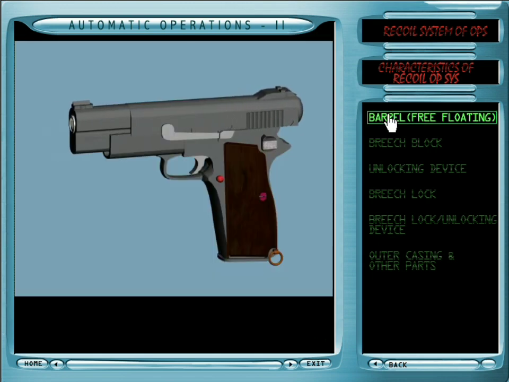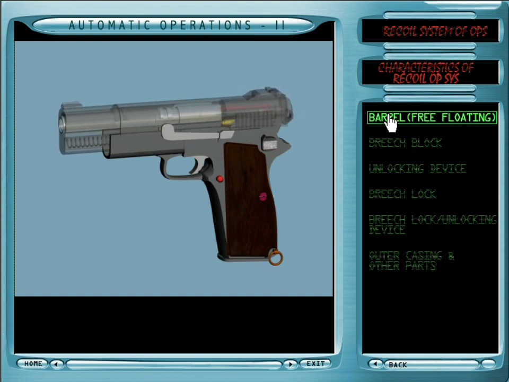Free floating barrel. To make optimum use of the recoil energy, the barrel of the weapon is free floating. As the bullet moves through the barrel, right up to the time it leaves the muzzle, there will be energy acting on the bullet, and an equal amount of energy acting backwards on the barrel. If we have a fixed barrel, then the backward energy will go to waste.